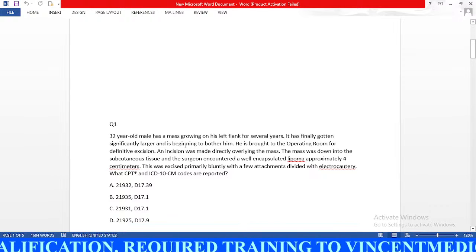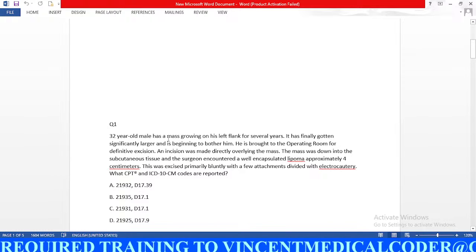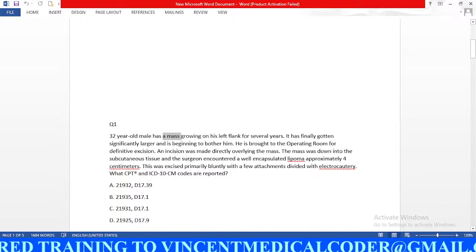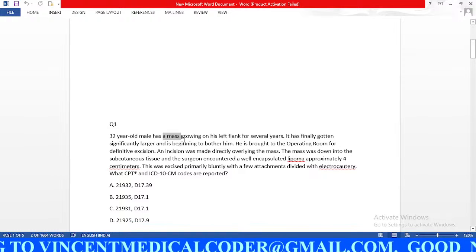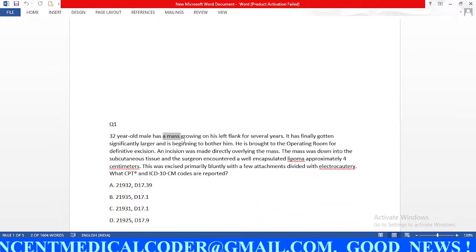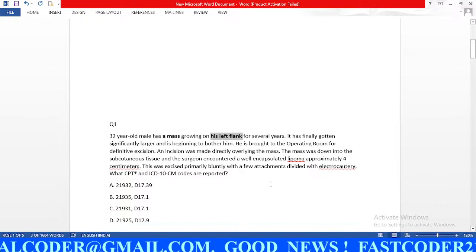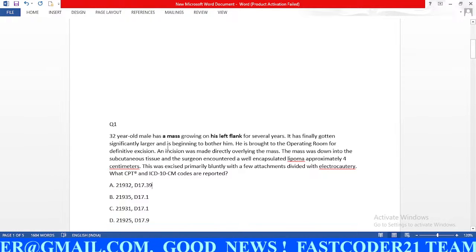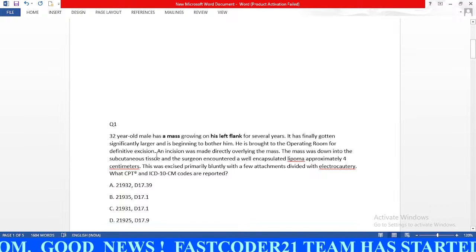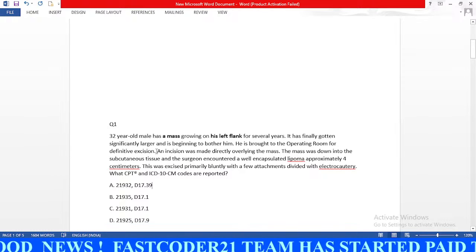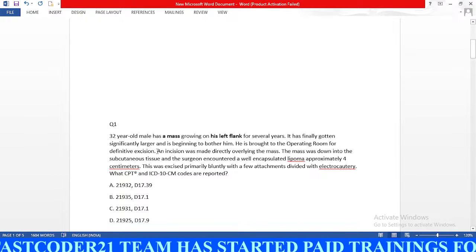First we need to find the keywords here. A 32-year-old male has a mass growing on his flank. We will make it a keyword. Location is also important, it is on the left flank. It has finally gotten significantly larger and is beginning to bother him. He is brought to the operating room for definitive excision. Definitive excision means definitive procedure, so they know the condition initially before this operating room procedure.